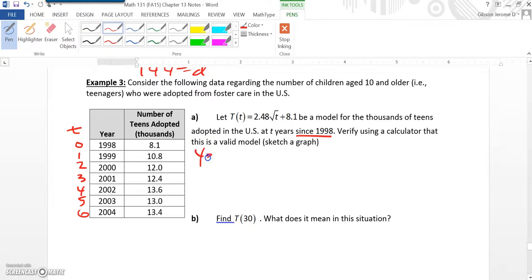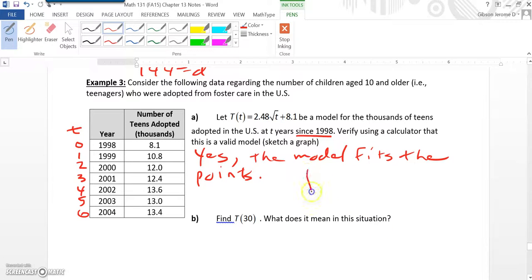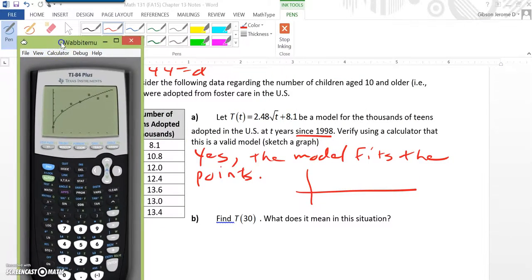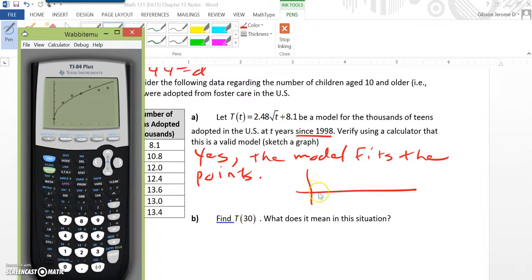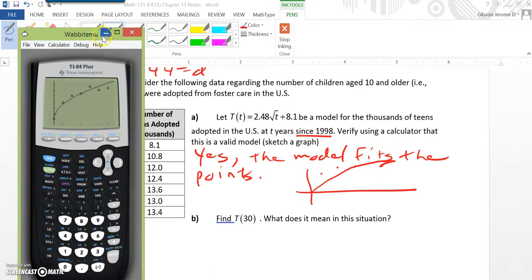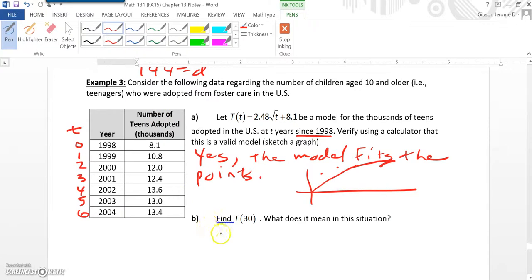So you could say yes, that the model fits the points. And then you could actually draw a little sketch based off of the calculator. And what you could do is you could just look at the calculator and basically draw what you see here with a few points added in there. You could just draw a few points, show the sum, hit the graph, just like it does on the calculator.